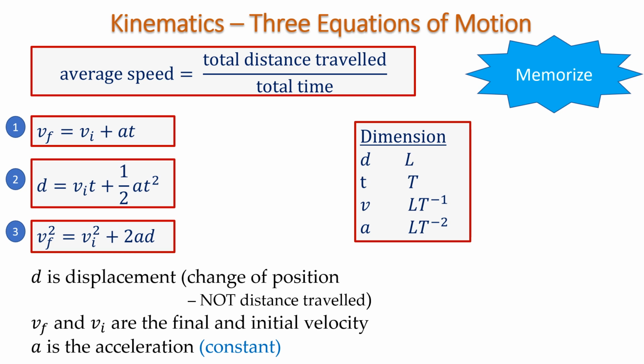d is displacement. It is measured in miles, kilometers, meters, all of which represent length. t is time. It is measured in seconds, minutes, months, years, whatever, all of which represent time, and it is given as uppercase T. Velocity is distance over time, so it is L divided by T, or L T to the power of minus 1.